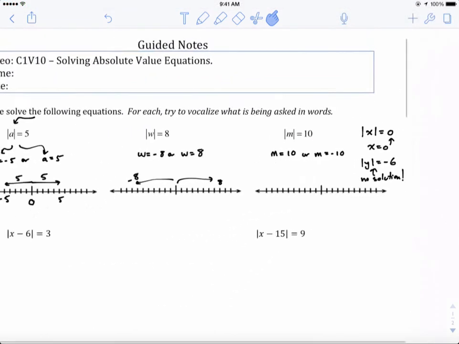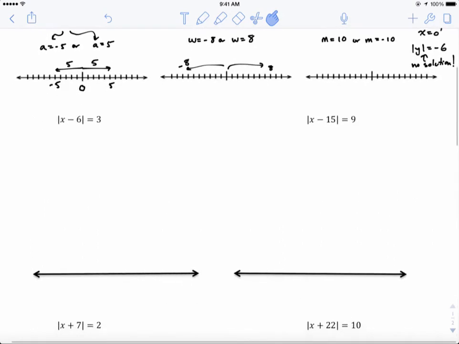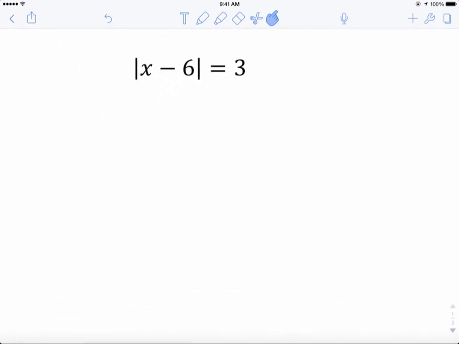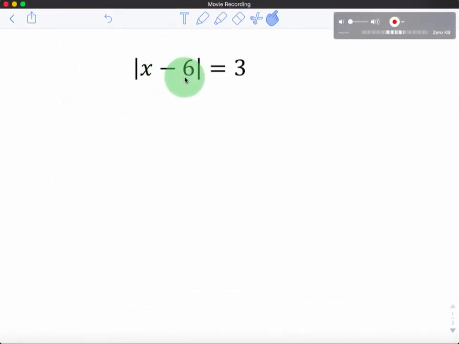Okay, now what if we get a little bit more adventurous? And now we're asked to solve the equation, the absolute value of x minus 6 is equal to 3. So we're going to explore both an intuitive and a more notation-based way to handle this. So what does this mean? If it were just the absolute value of x equals 3, that would mean x is 3 units away from 0 on the number line. We're thinking absolute value is distance from 0 on the number line.